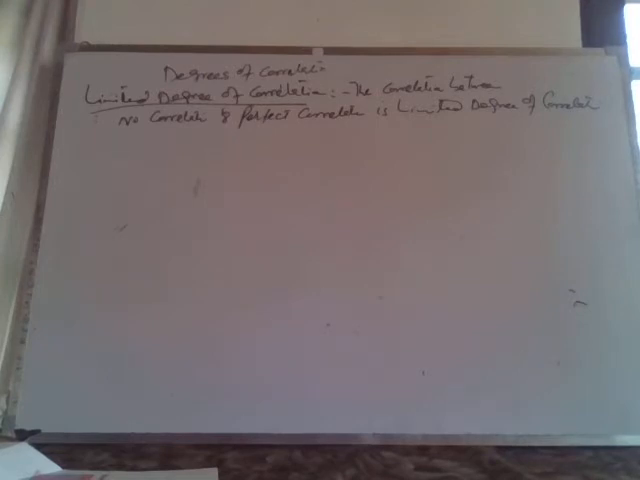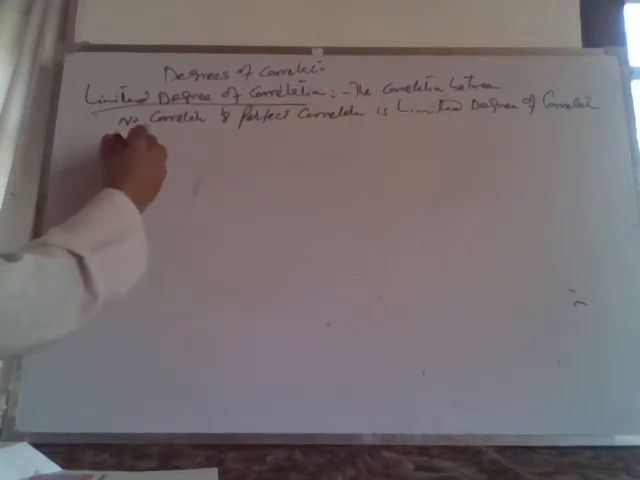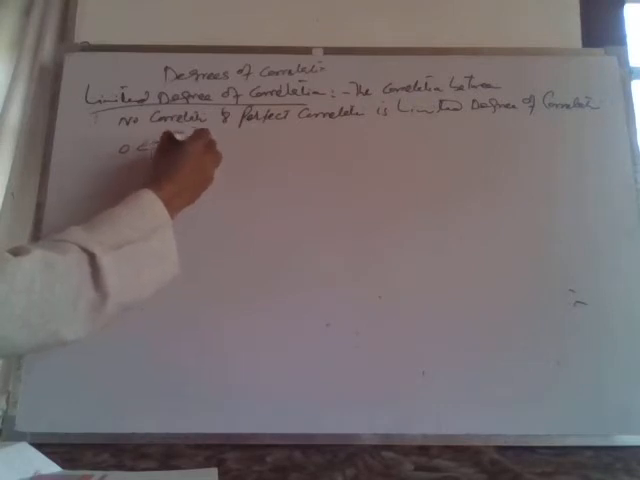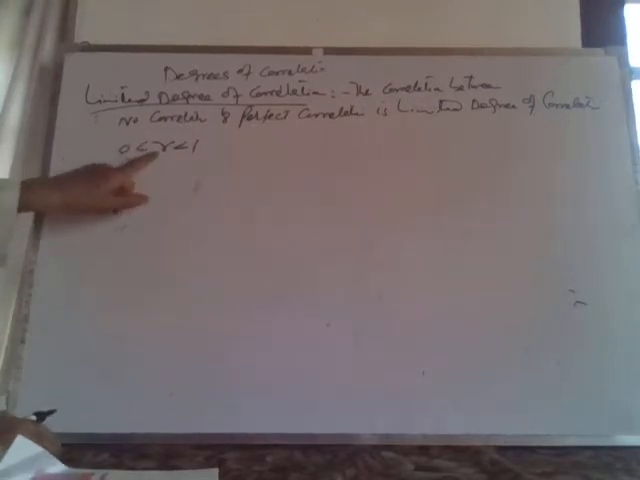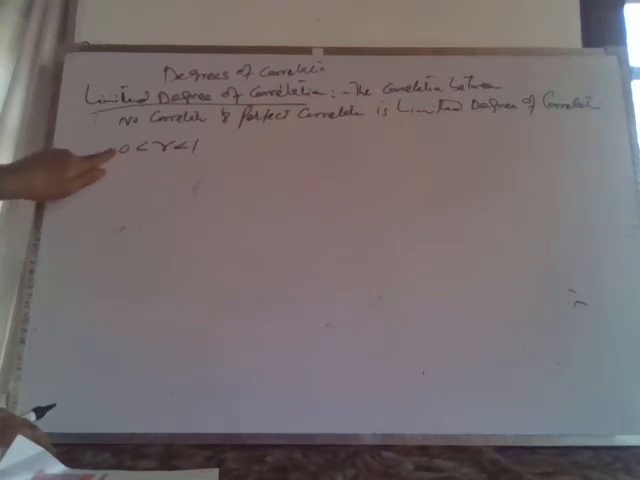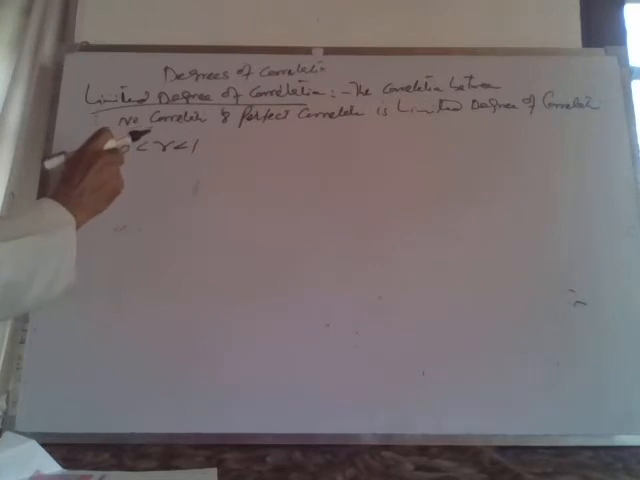In real life, one mostly finds limited degree of correlation. Its coefficient R is more than 0 and less than 1. So this is the situation when the value of R, that is value of correlation, is more than 0 but less than 1. There are different situations when the value is more than 0 and less than 1.